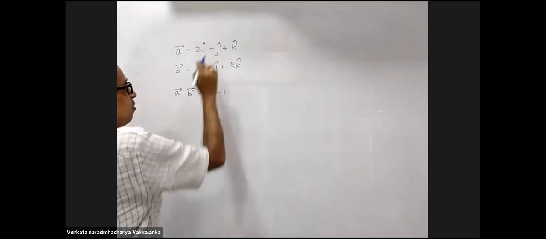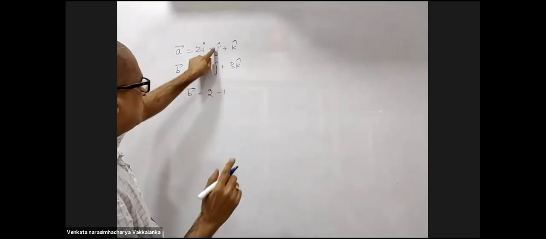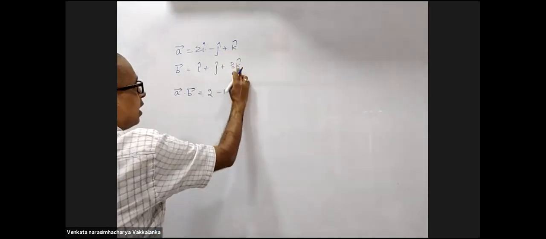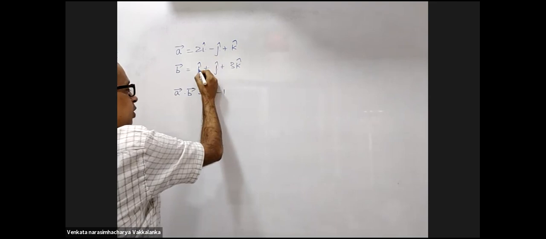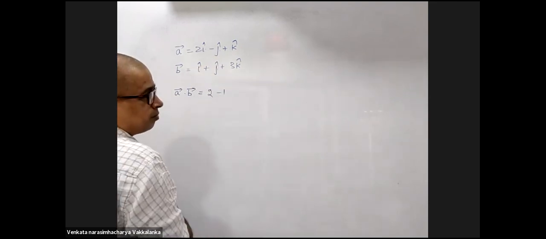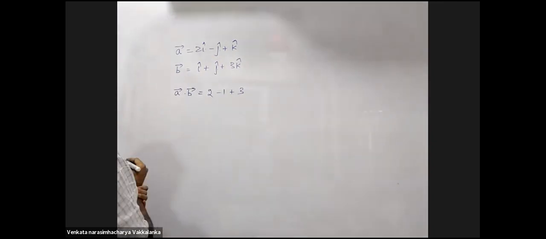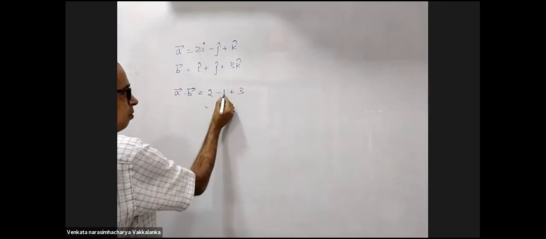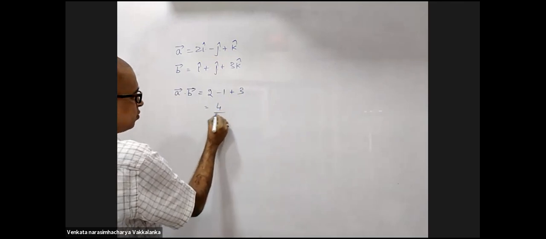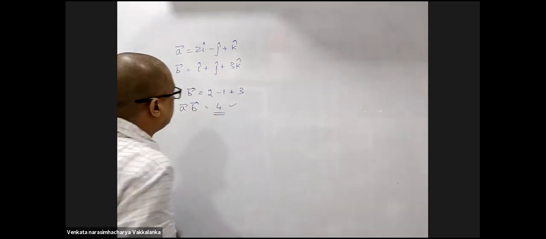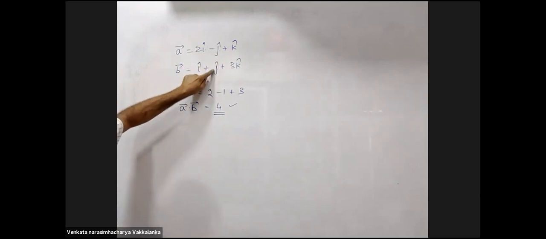Then coefficients of J. J cap dot J cap is 1. Minus 1 into 1 is minus 1. J cap dot K cap, J cap dot I cap is 0. K cap dot K cap gives 1 into 3, which is 3. 2 minus 1 is 1. 1 plus 3 is 4. A dot B will turn out to be 4. All we did is multiply the coefficients of I, coefficients of J, coefficients of K, and add them up.